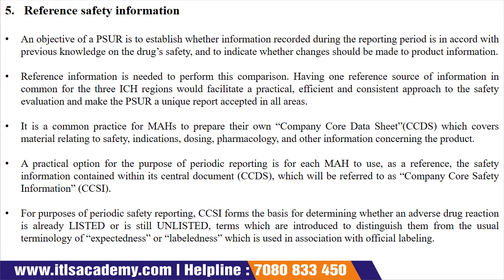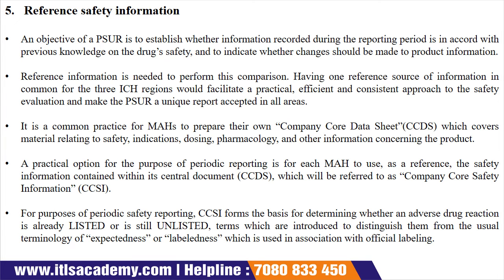It is common practice for MAHs to prepare their own company core data sheet, that is CCDS, which covers materials relating to safety, indications, dosing, pharmacology and other information concerning the product. A practical option for the purpose of periodic reporting is for each MAH to use as a reference the safety information contained within its central document, which will be referred to as the company core safety information.